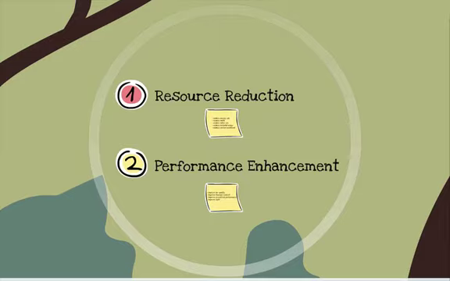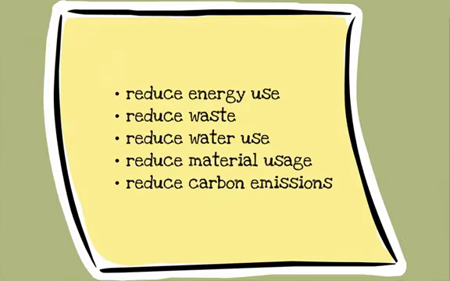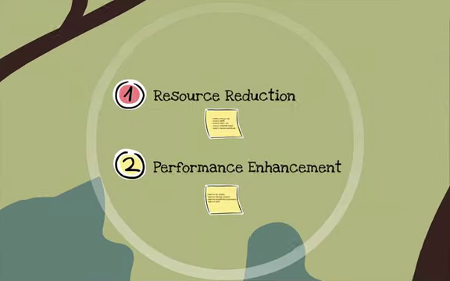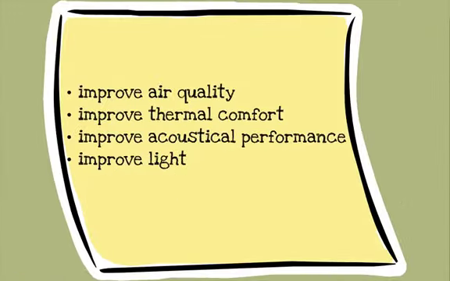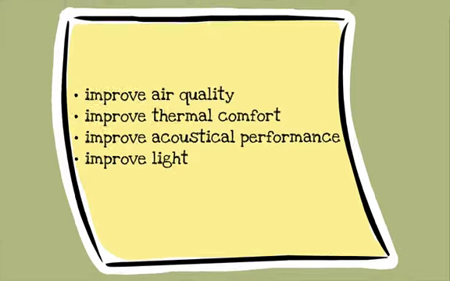Now, a resource reduction goal would be something like reducing energy use, reducing waste, water use, material usage, and carbon emissions. Performance enhancement goals would be things like improving the air quality, improving thermal comfort, acoustical performance, and improving light and visual effects of the space. All of these categories relate to the ambient environment.